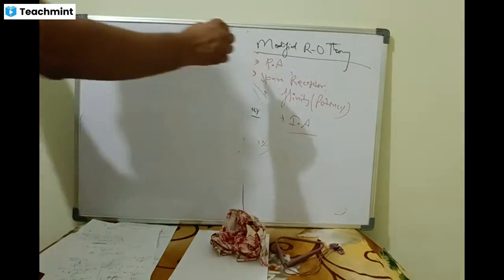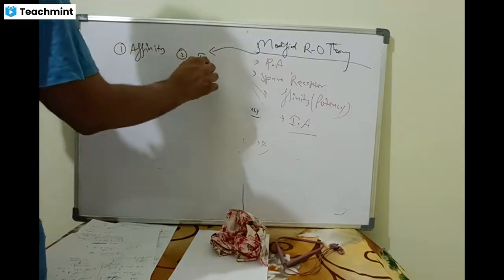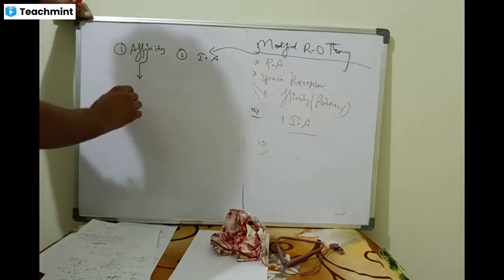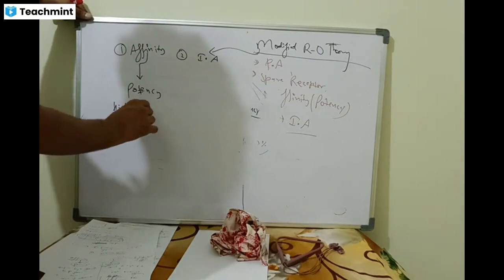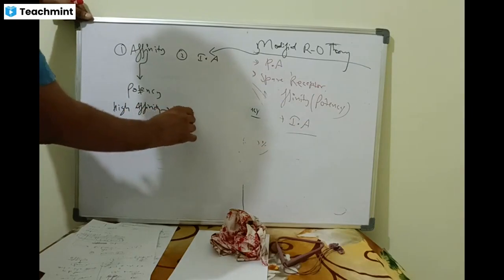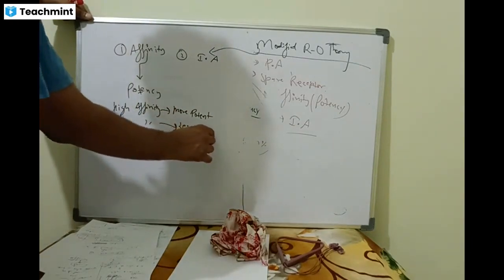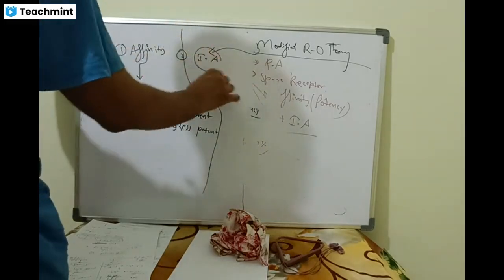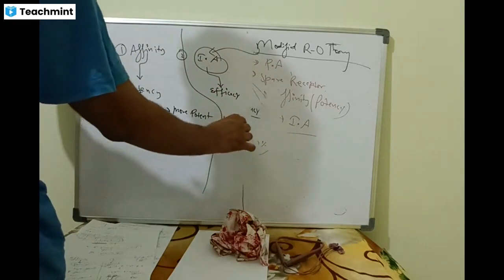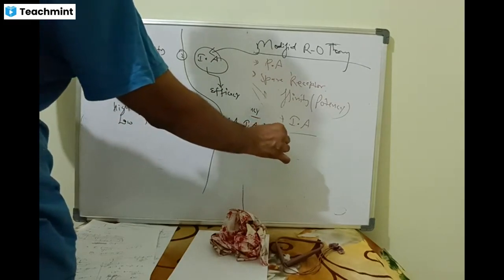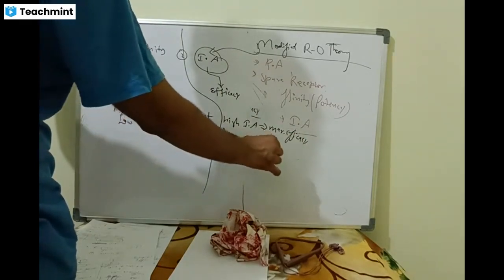So the modified occupancy theory explained two terms: number one, affinity, and number two, intrinsic activity. Affinity is explained in terms of potency. Potency means drugs with high affinity are more potent, and drugs with low affinity are less potent. And intrinsic activity is explained in terms of efficacy. High intrinsic activity means maximum efficacy, and low intrinsic activity means low efficacy.